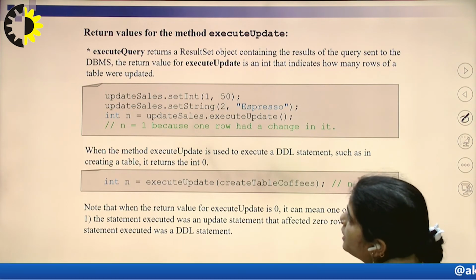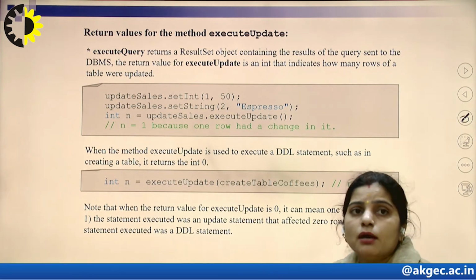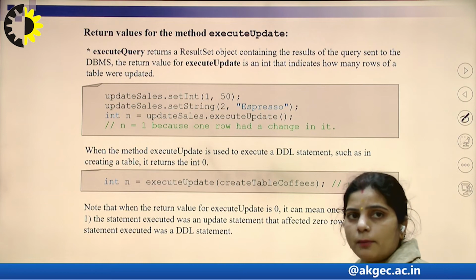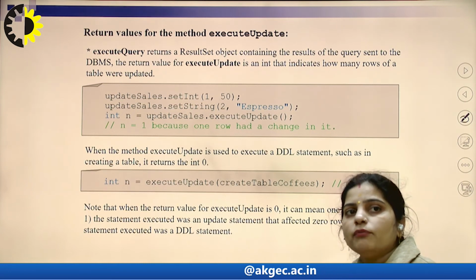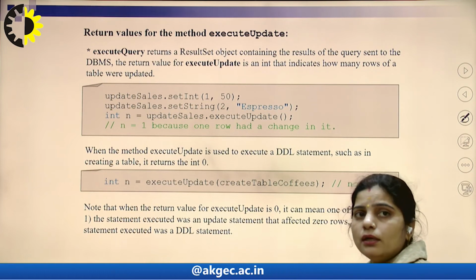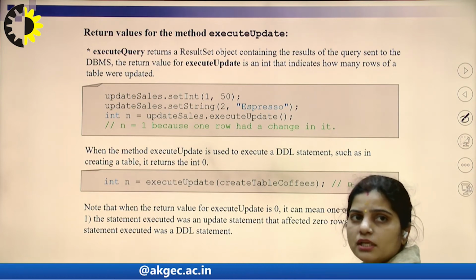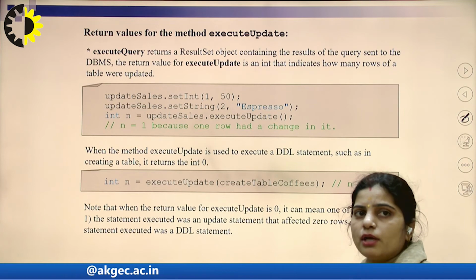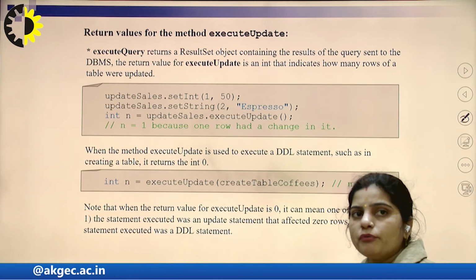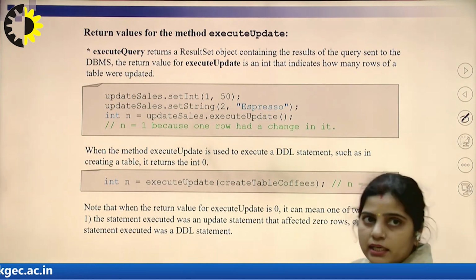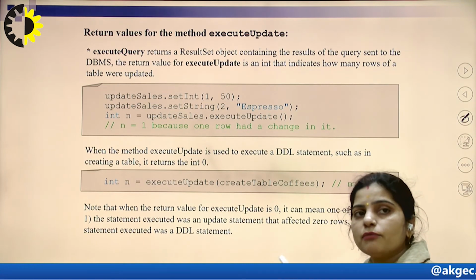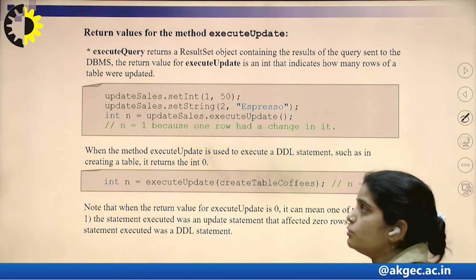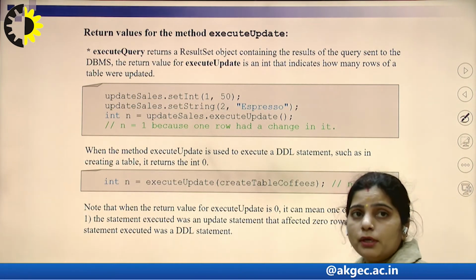The updateSales.executeUpdate means we are executing that update query on the sales table, and here we pass the values 150, which is an integer value, and the second one is a string value. So 1, 150 and 2, espresso: 150 indicates the value for serial number 1, and espresso indicates the value for serial number 2.